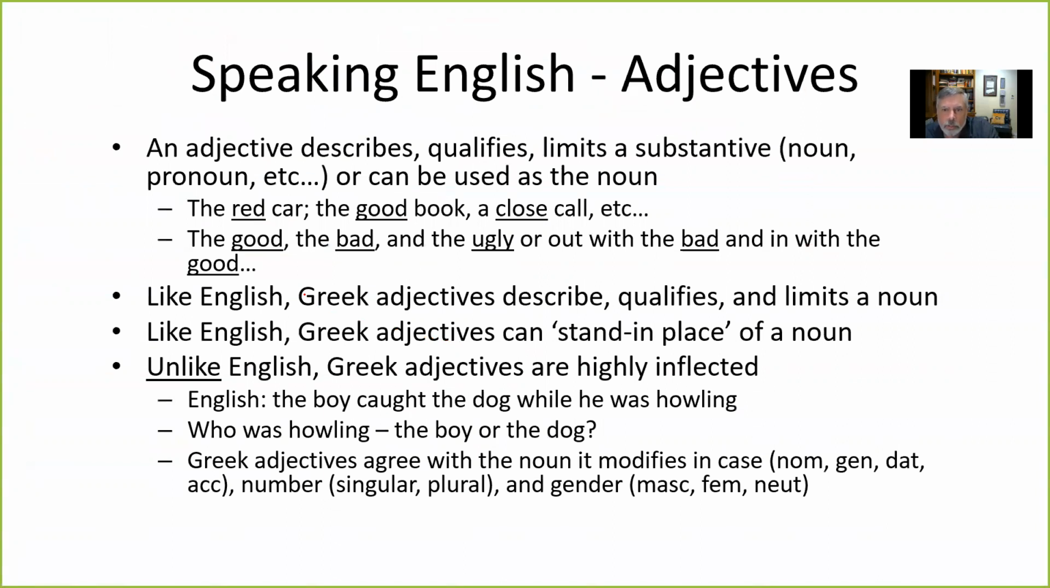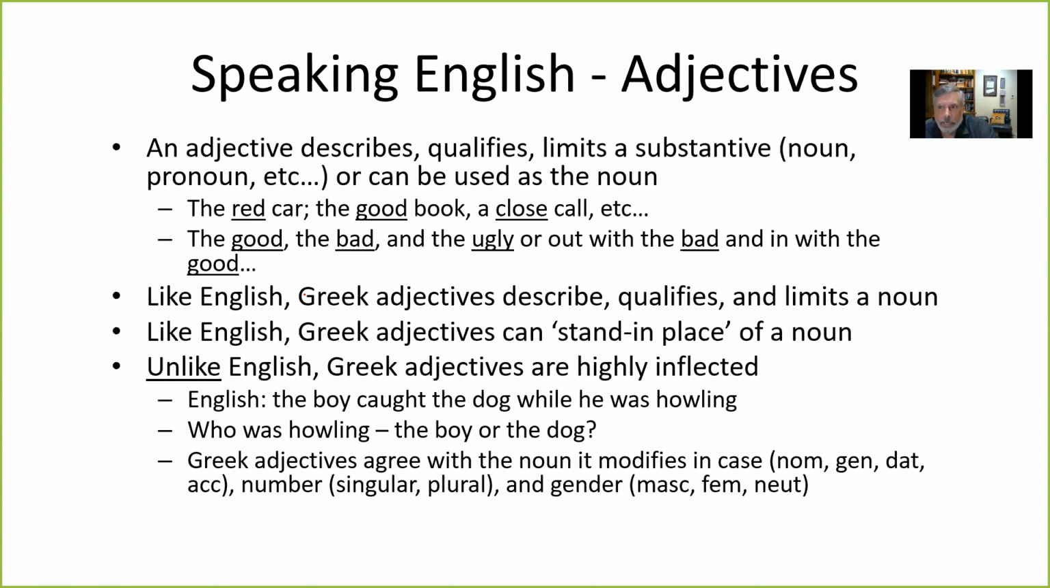We'll talk about adjectives. Adjectives in English describe, qualify, or limit a substantive. A substantive, remember, is a noun or a pronoun. Like we have a noun functions as a subject or as a direct object or as a dative indirect object or as a genitive. But an adjective is added to that to describe it or to qualify it or to limit it.